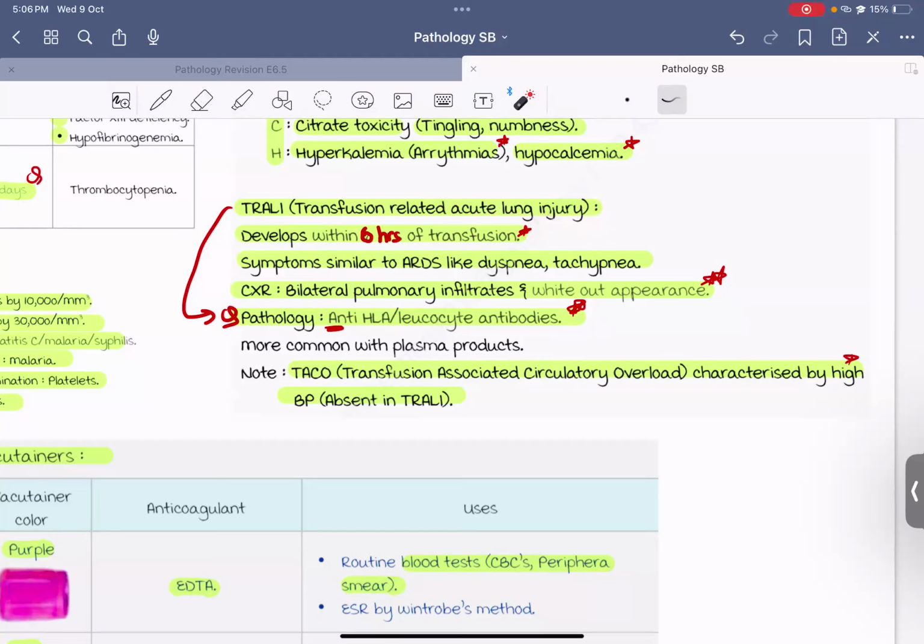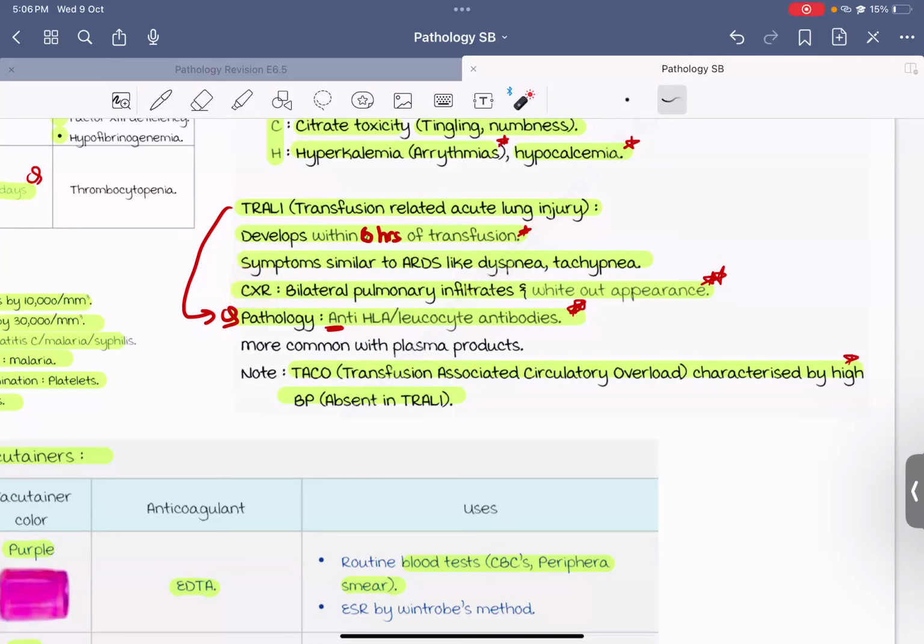Now, the name itself says it is transfusion related, so there is something happening related to transfusion. It develops within 6 hours. You have to remember this numerical value, that it develops within 6 hours. What will be the symptoms? The symptoms will be ARDS like symptoms. For example, the patient will have dyspnea and tachypnea. The patient will present with difficulty in breathing, and the respiratory rate has increased a lot. And this is happening within 6 hours of the transfusion.